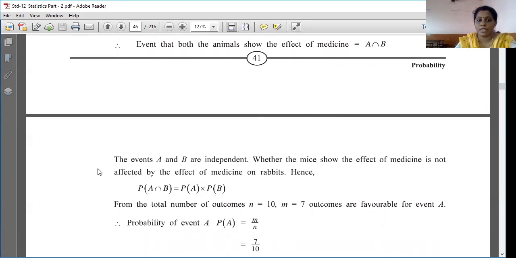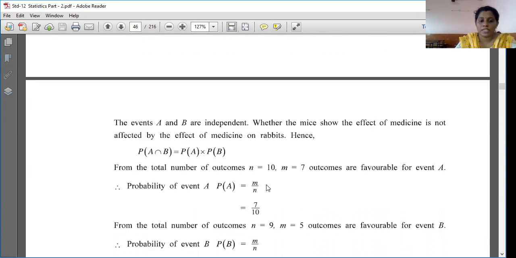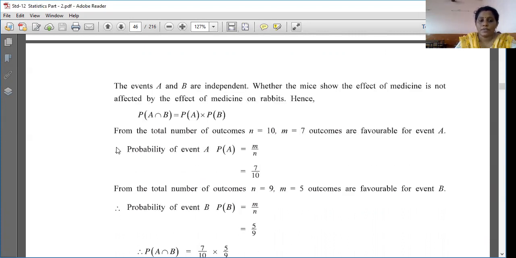See, here the statement is given. The events A and B are independent. Whether the mice show the effect of medicine is not affected by the effect of medicine on the rabbit. Hence, P of A intersection B equals P of A into P of B. So let it be. We will be finding all this one by one.